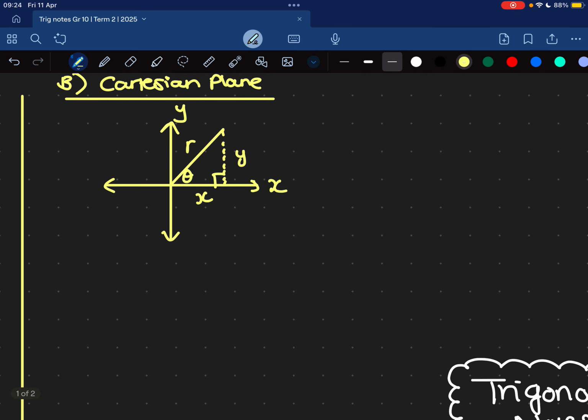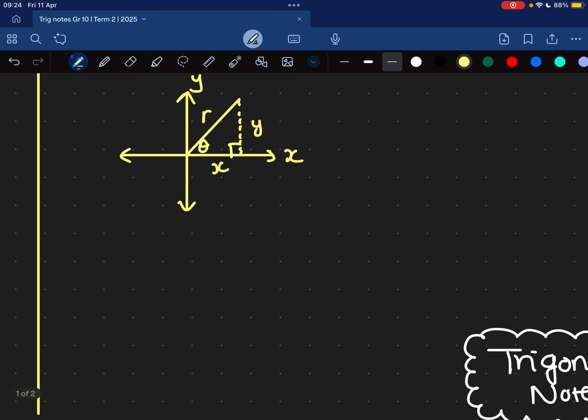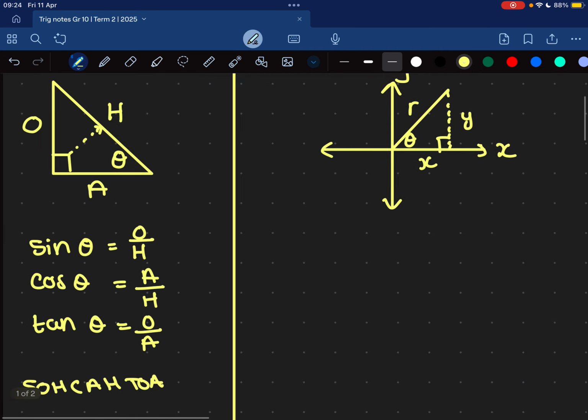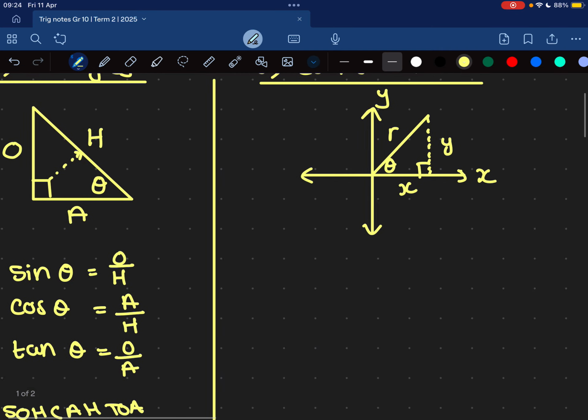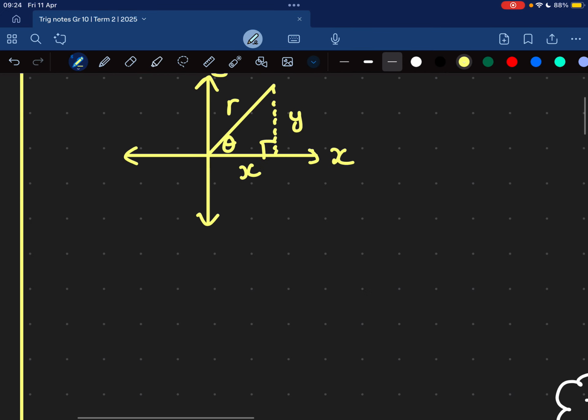Okay, important here is to remember that before we can do anything, we can use Pythag to solve for whatever missing sides we need. We can use Pythag in the previous triangle as well, but I think that's pretty straightforward. So it's just important to remember that r squared will be equal to x squared plus y squared. Okay, and we know this because of Pythag.